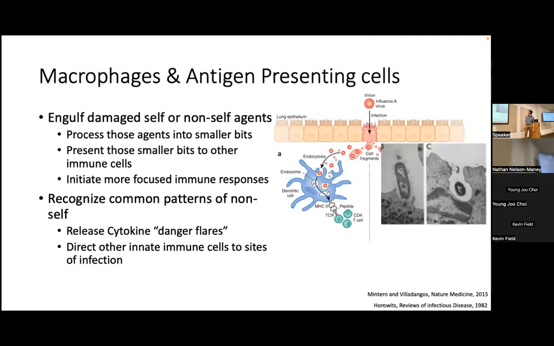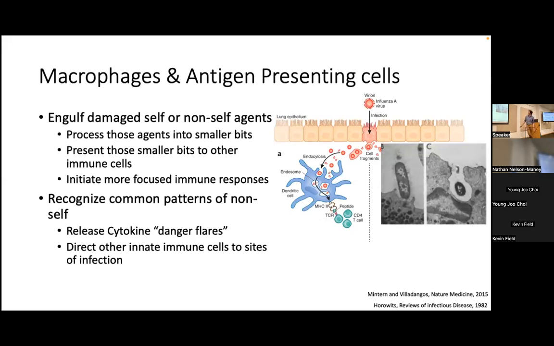Most common cells, or some of the more important cells, I should say, in this response are macrophages and antigen-presenting cells. Macrophages engulf antigens that are not supposed to be there, or bacteria or things like that. They process the invader into smaller parts that can be communicated to immune cells. And they basically take this signal and say, I found this, it's not supposed to be here. You should look for this down the road.